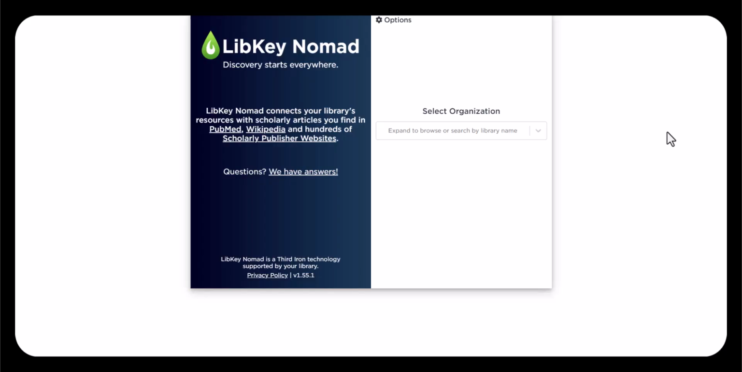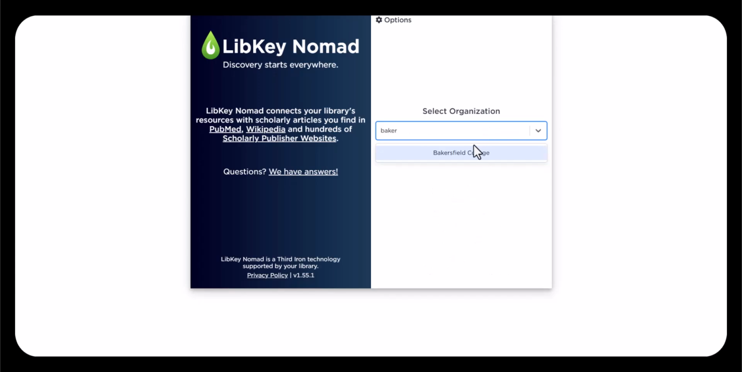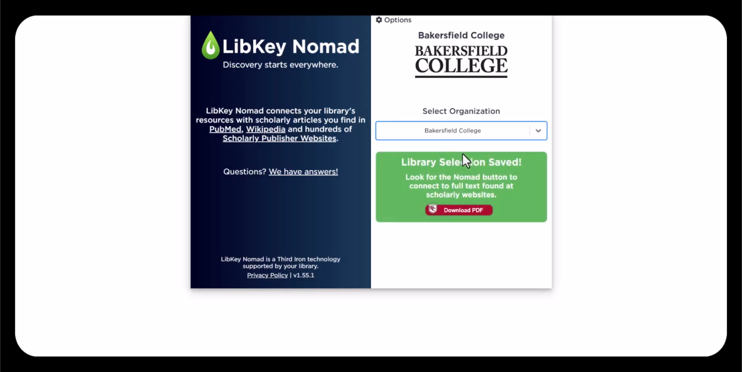and as soon as that gets installed, it's going to pop up with this box. And you simply type Bakersfield College here into the organization box. Just click that. And there we are. It is saved. So just to show you how this will work, I'm going to go through Google Scholar and PubMed and show you some of the options available to you.